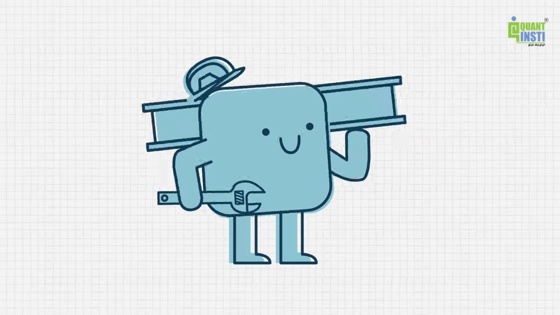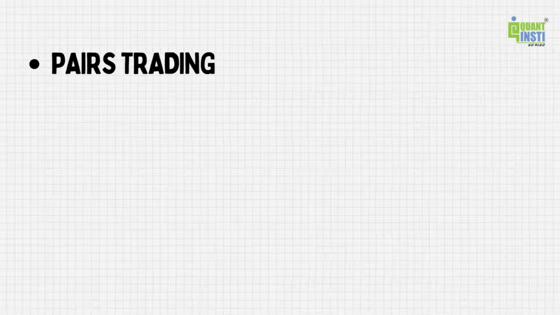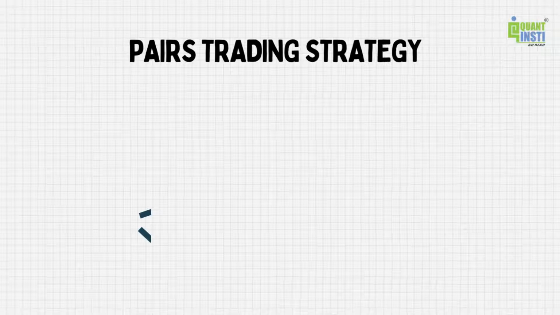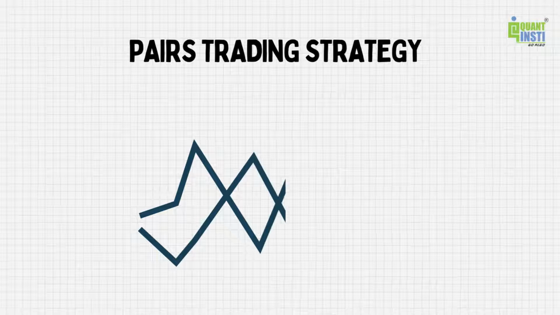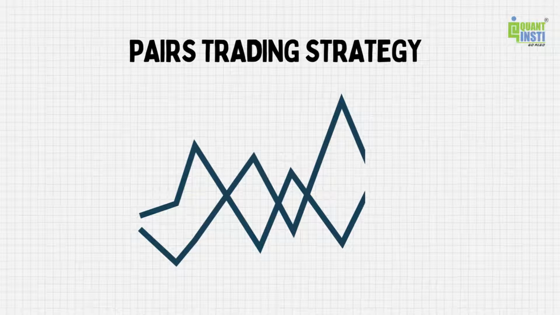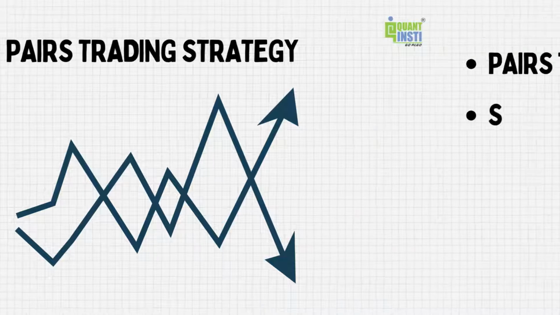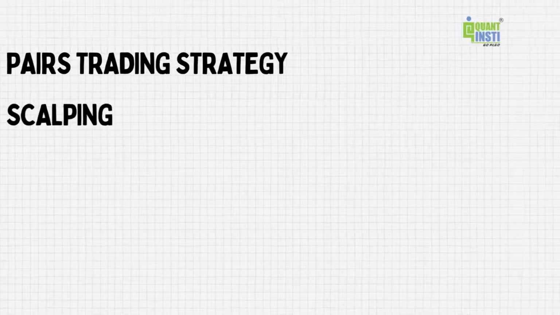Let's jump right in. The first algo trading strategy on our list is pairs trading. Pairs trading strategy involves trading two correlated instruments simultaneously, taking advantage of deviations from their historical relationship. Traders using a pairs trading strategy go long on one instrument and short on the other, expecting the historical correlation to resume. An example of a pairs trading strategy is the distance-based approach, which compares the distance between the prices of two assets.